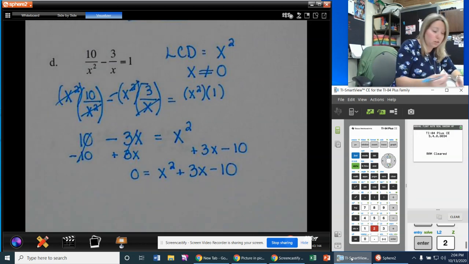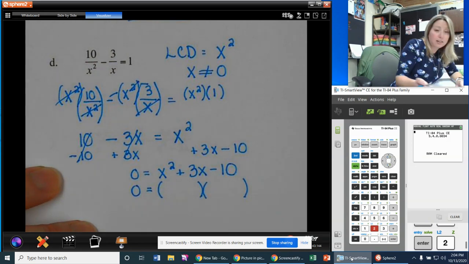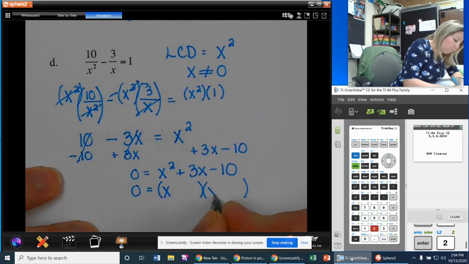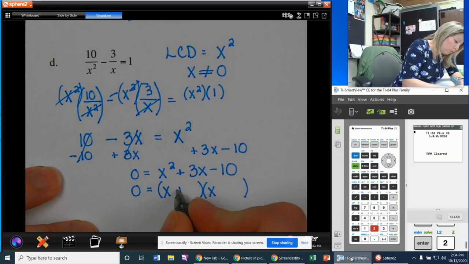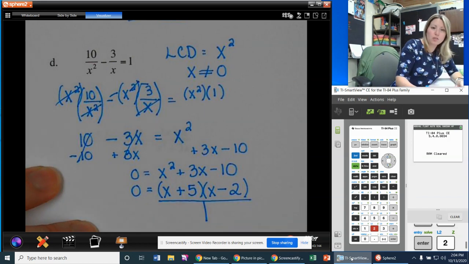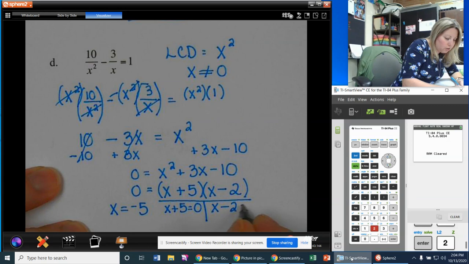And you have to factor this into 2 pieces. So you think, what are the factors of 10 that subtract to give me a positive 3 in the middle? So how about 5 and 2? Positive 5, negative 2, because we got to get a positive 3 in the middle. And then T-chart. You remember that, where you set each factor equal to 0. And you get x equals negative 5 over here. And over here, you set this factor equal to 0, and you get x equals positive 2.